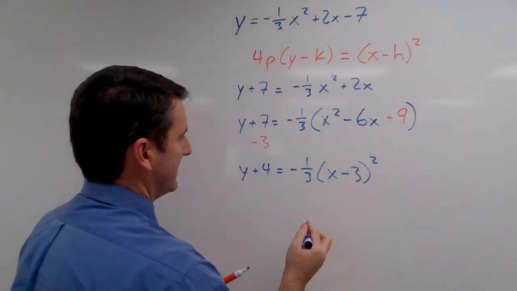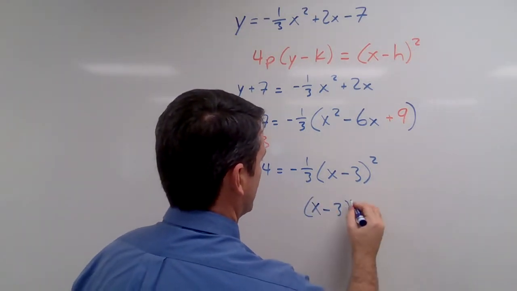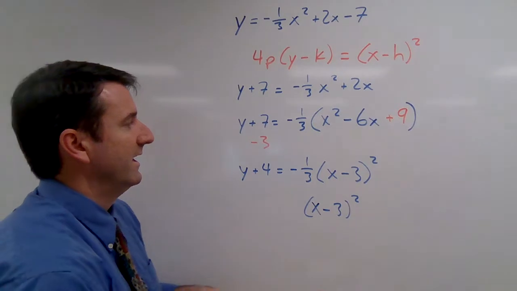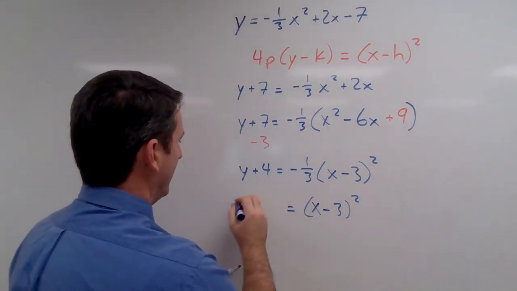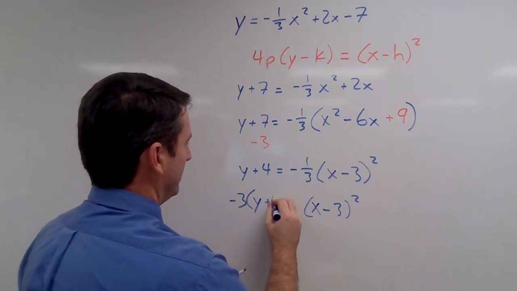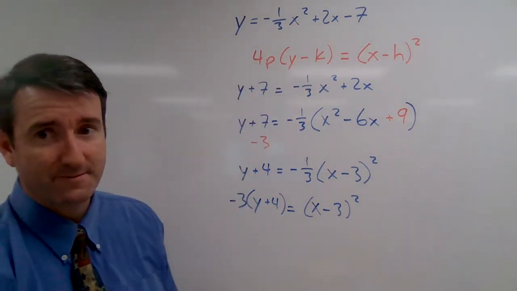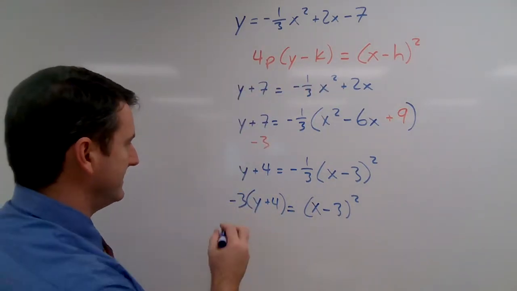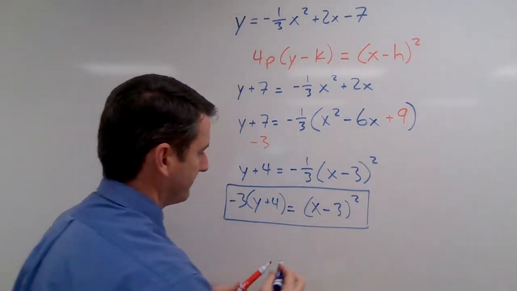So if we multiply both sides by negative 3, this just becomes x minus 3 squared, because the negative 3 times negative 1/3 is positive 1. And over on this side, we'll just leave that negative 3 out here. And now this looks just like this. And this is our equation in standard form.